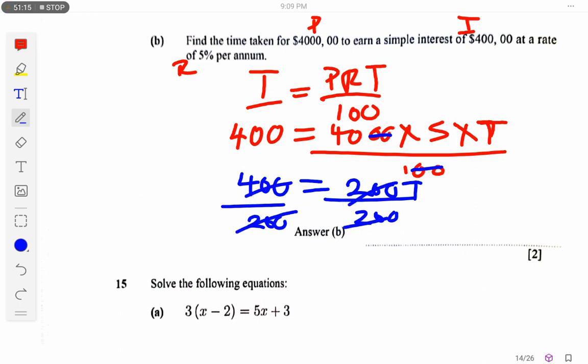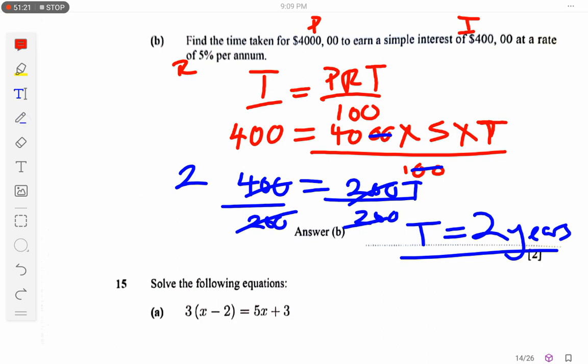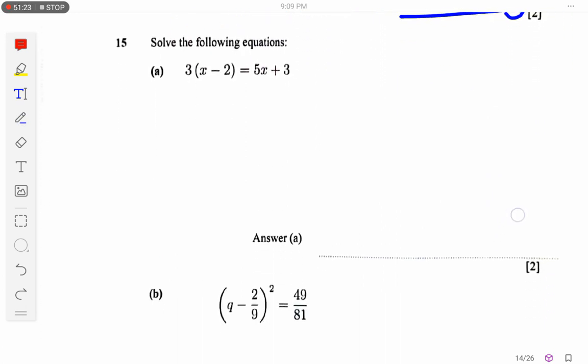200 into 400, that's 2. So our T is equal to 2 years. Okay, like that. Let's move on. They are saying solve the following equations. Okay, so we remove brackets first.